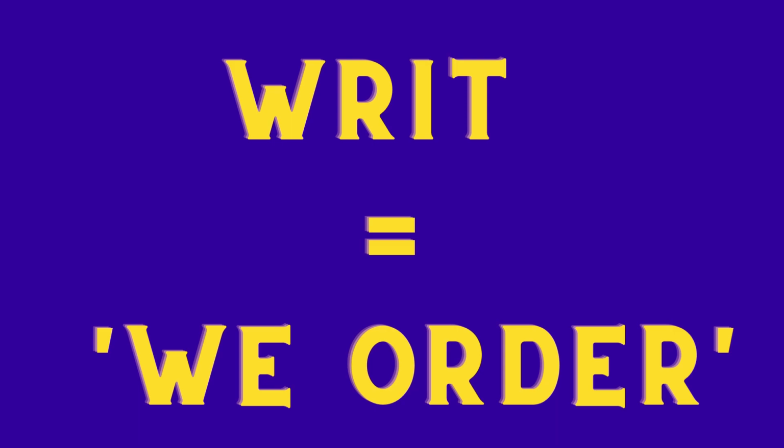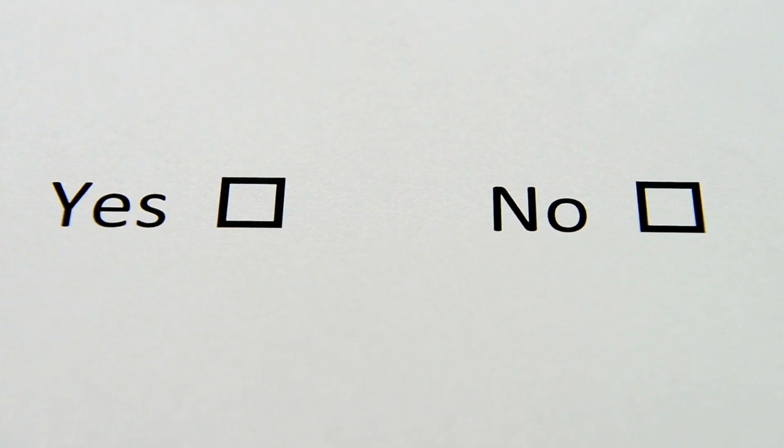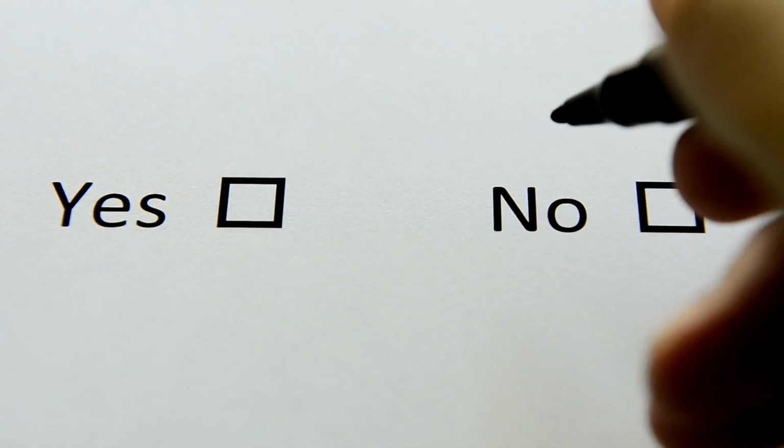Writ is Latin for we order. Writs are orders issued by a legal authority, and in most cases that is a court of law. Now, what do these writs do? These are orders which tell a person or an entity to do or not to do something.